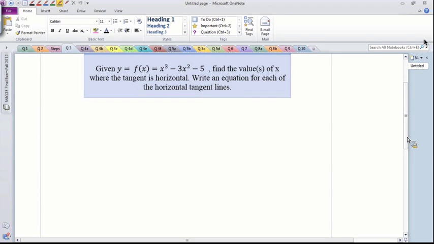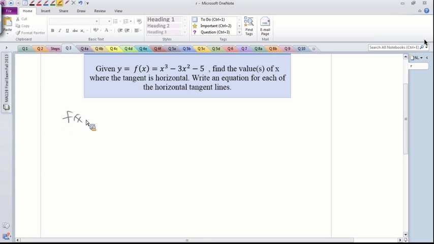So we need to find the values of x where the tangent lines are horizontal. Now, if you remember what the derivatives are, they're just the slopes of the tangent lines of the graph of the function. And additionally, you need to remember also what the slopes of horizontal lines are, which are 0. So solving this problem requires us to find the derivative of the function, then setting that derivative equal to 0. So let's do that using our power rule.